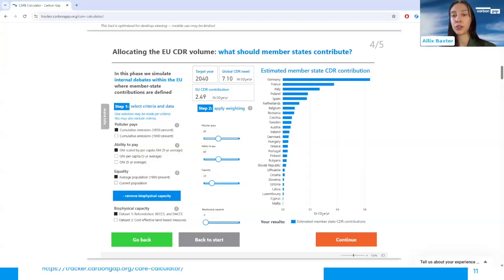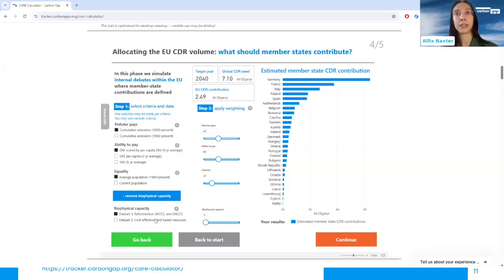And this is essentially countries' natural ability to remove and store carbon domestically. And there's two different data sets here. They're from different publications and include slightly different methods. So the first looks at the removal potential from reforestation, BECCS, and DACs. And the second looks at the climate mitigation potential from cost-effective land-based measures. So this is things like ecological or ecosystem management or soil carbon sequestration.